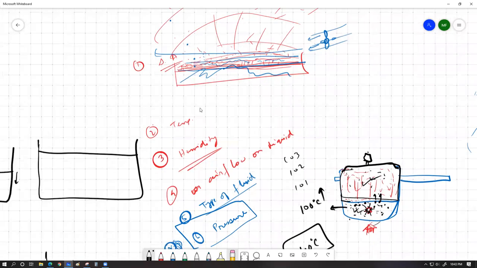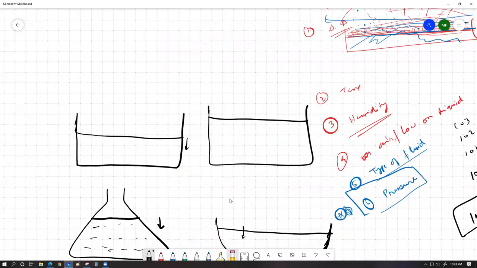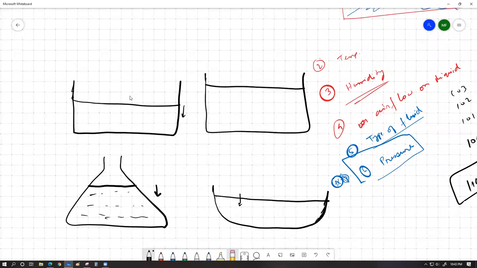Surface area, temperature, humidity, airflow on the liquid, type of liquid, and pressure. These are the factors. Depth of liquid does not matter. So if the surface areas are same, then both of these containers would have the same rate of evaporation.